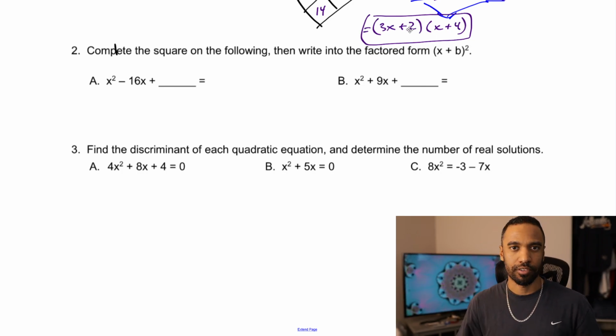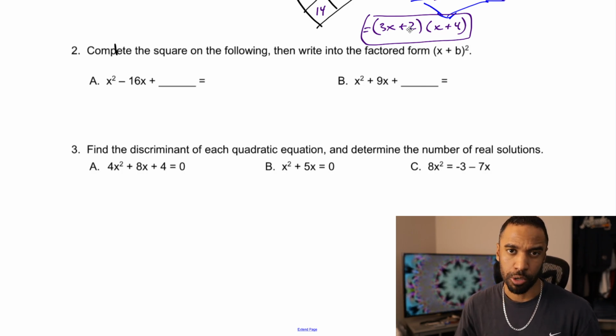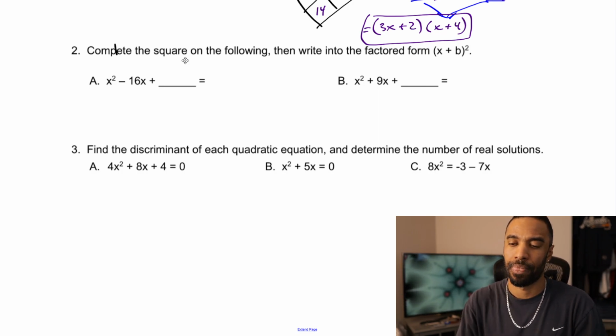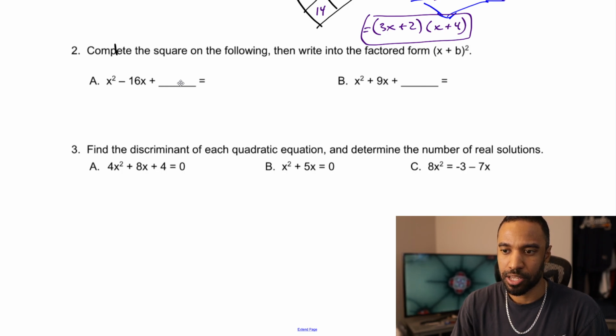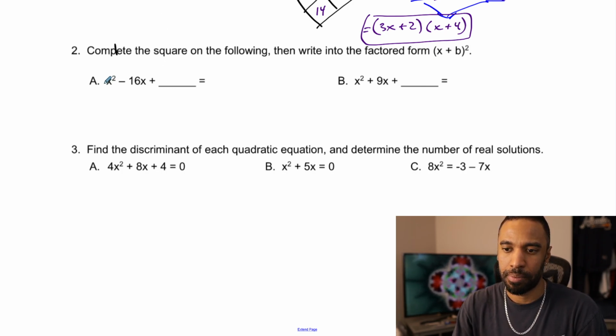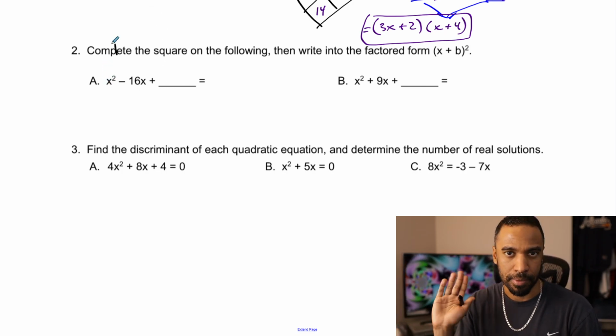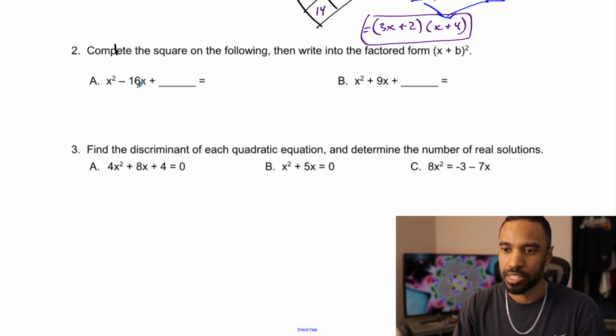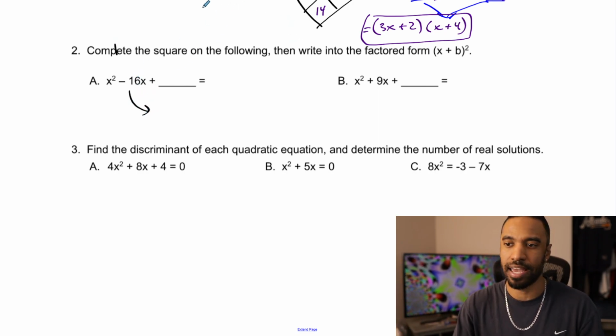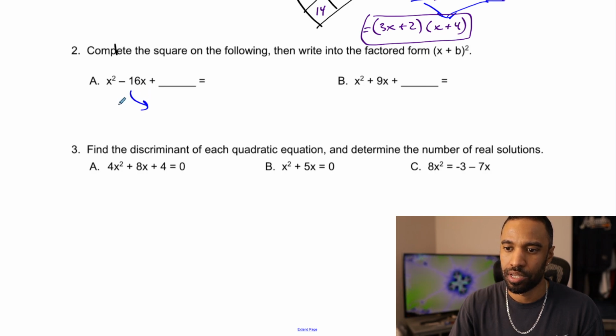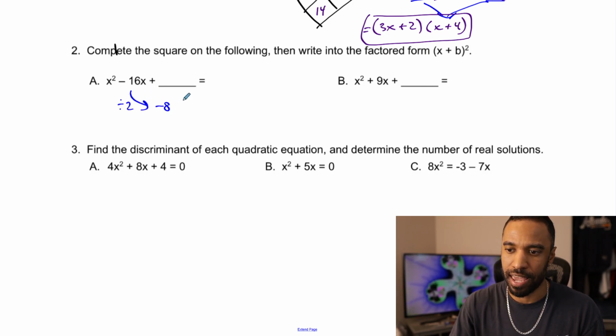So the whole goal of completing the square is to make a perfect square trinomial out of what you have there. So x squared minus 16x plus blank, what's the number that completes the square? Because this is a 1x squared, I can do it. I'm going to take negative 16 and divide it by 2, and I get negative 8. Negative 8 quantity squared will be positive 64.